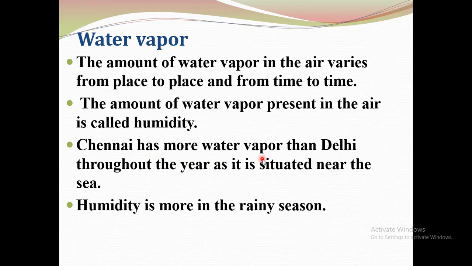Chennai has more water vapor than Delhi because it is situated near the sea. Humidity is also more in the rainy season. The amount of water vapor present in air will be more during the rainy season.